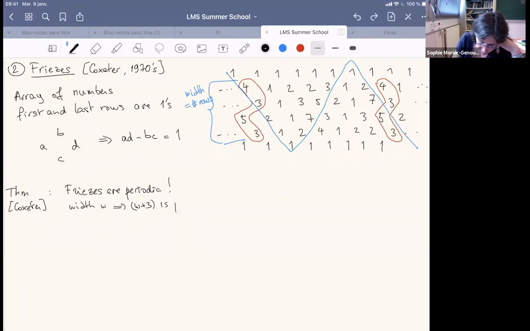It's not necessarily the shortest period, but, let's say that the period divides W plus 3. Generically, it is the shortest period, but in some examples you can find a shorter period. And the second statement that I have illustrated with these blue lines is that it's invariant under glide symmetry.